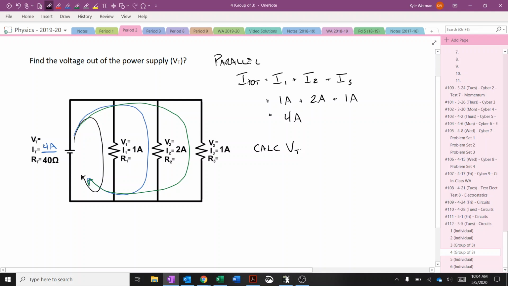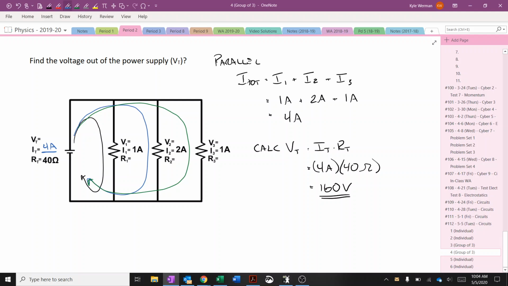So from here, I can calculate V total, which should be I total times R total. I have 4 amps times 40 ohms. V equals IR, and so I get a total voltage of 160 volts. That's my answer here for the total voltage. It should just be 160 volts. Now, because we're in parallel, I know each of these voltages should also be 160 volts.